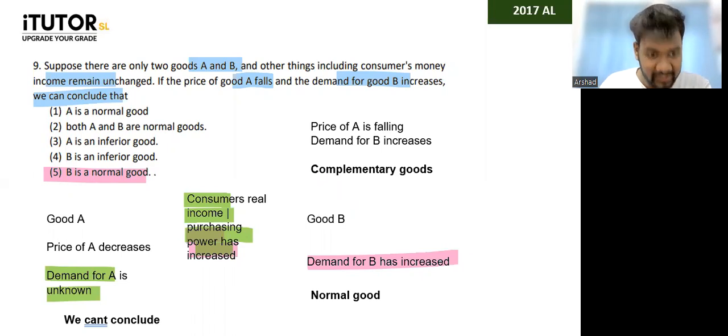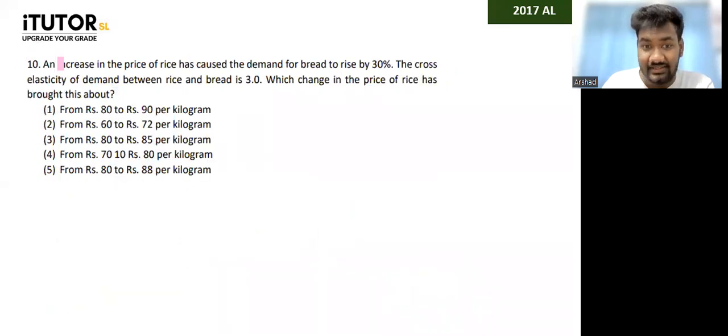Okay. Moving to the next. Question 10. An increase in the price of rice has caused the demand for bread to rise by 30%. The cross elasticity of demand between rice and bread is 3. What is the change in price?